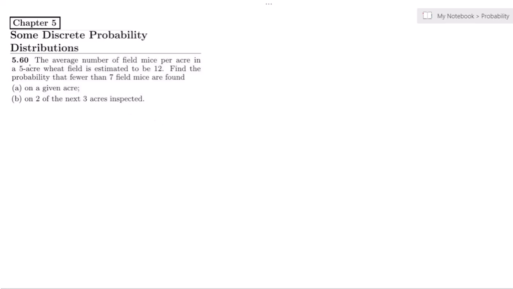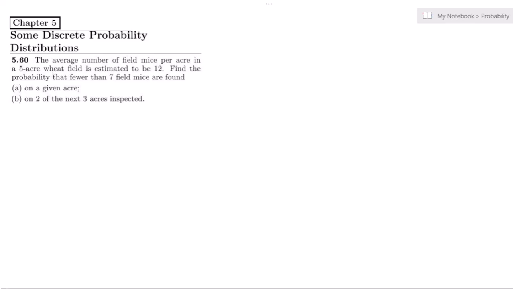Welcome back, guys. This is question 5.60 and today we are going to discuss the difference between the binomial distribution and Poisson distribution, where to use the Poisson distribution and what are the cases where you can use the binomial distribution. Okay, so let us first go through the statement of this question.